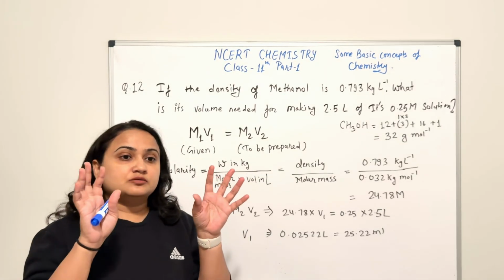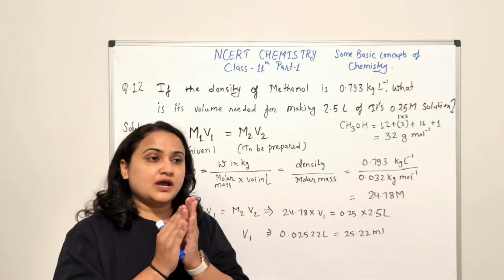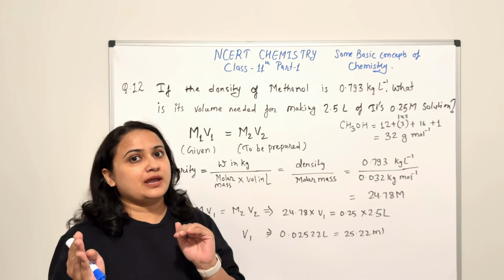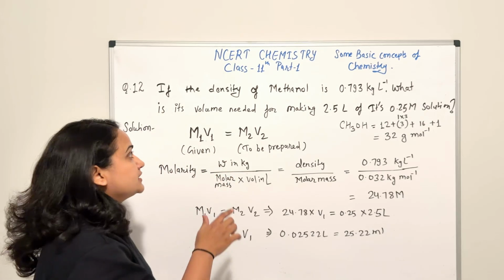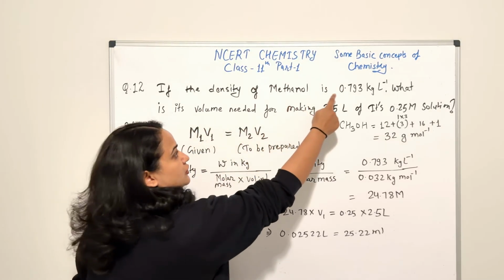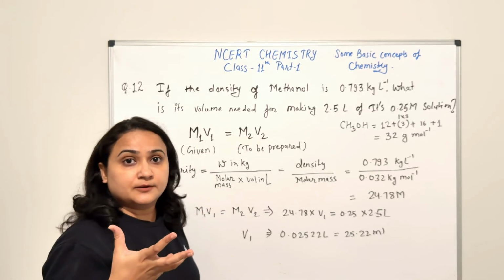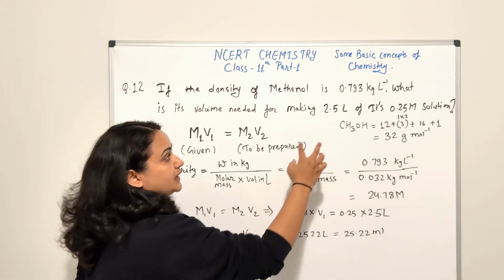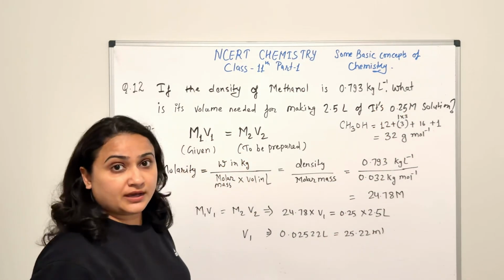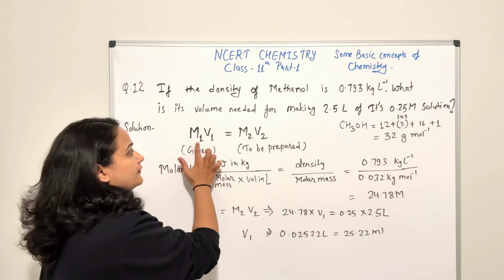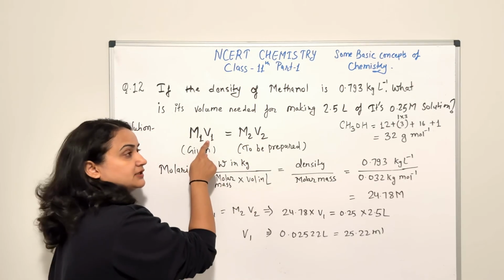See, if two types of solutions are given, then we have the formula M1V1 is equal to M2V2. By that formula, we can get the volume. They are asking the volume. If the density of methanol is this, how much liter we need to make this type of solution with this 0.25 molarity methanol solution. So M1V1 = M2V2 is our formula to find the answer here, volume.